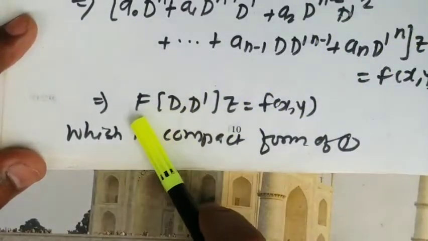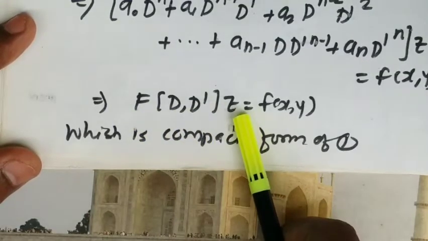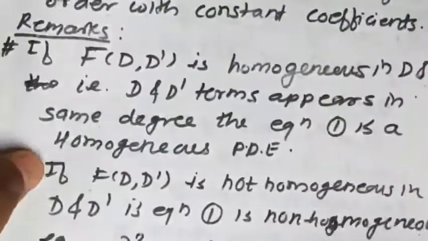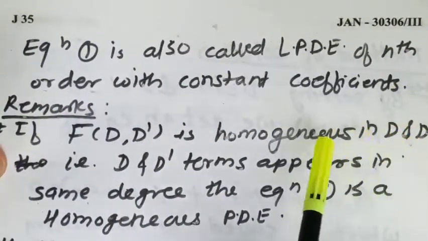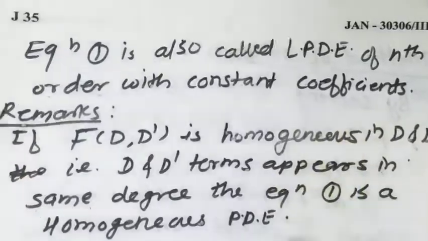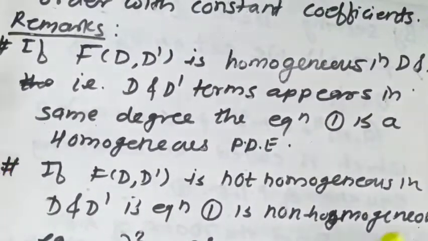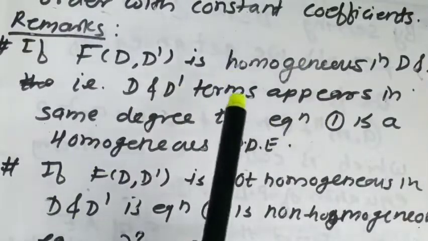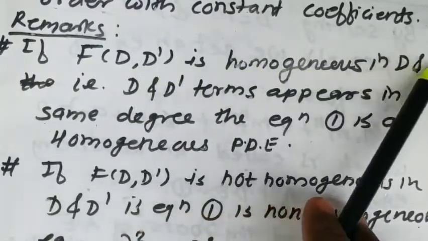Instead of that phi of D we now have capital F of D comma D dash operating on z instead of y, and the right hand side is small f of x comma y. This type of differential equation we are going to solve in this particular unit. Equation 1 is also called a linear partial differential equation of nth order with constant coefficients. Now a few remarks related to this: when to call this partial differential equation homogeneous and when non-homogeneous. This definition is quite different from the definition of homogeneous and non-homogeneous for ordinary differential equations. So let us check if F of D comma D dash is homogeneous in D and D dash.